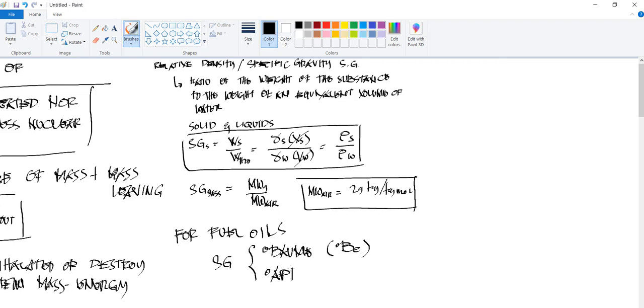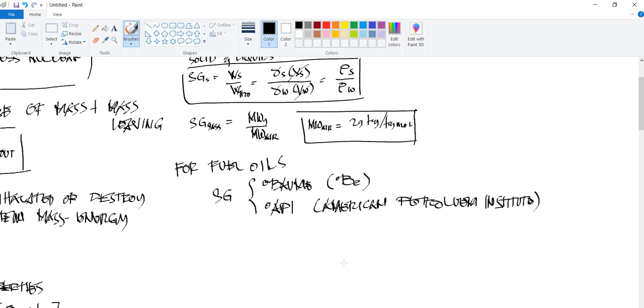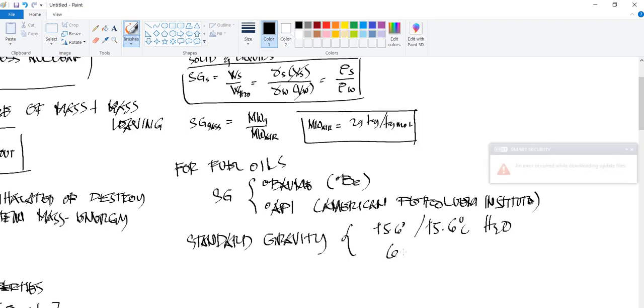Okay, so that is from the American Petroleum Institute. So for standard gravity, that will be at 15.6 degrees, or that will be 15.6 degrees H2O, or we have 60 degrees Fahrenheit per 60 degrees Fahrenheit of H2O.